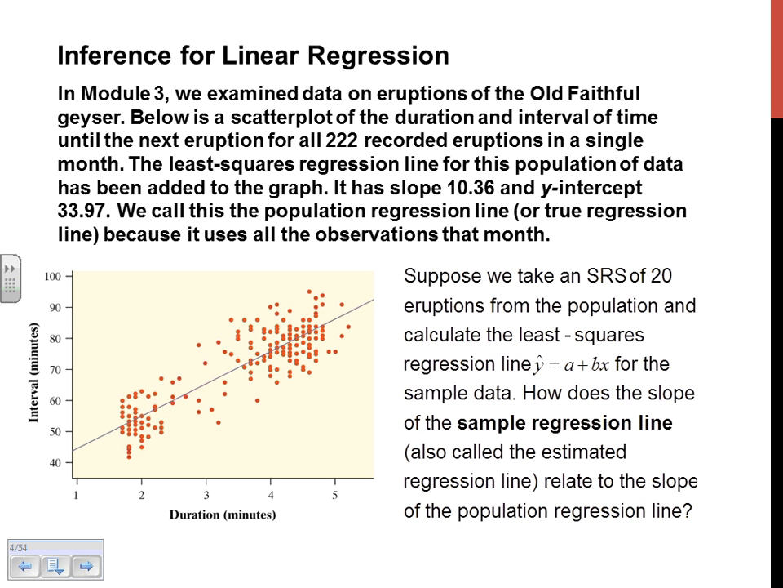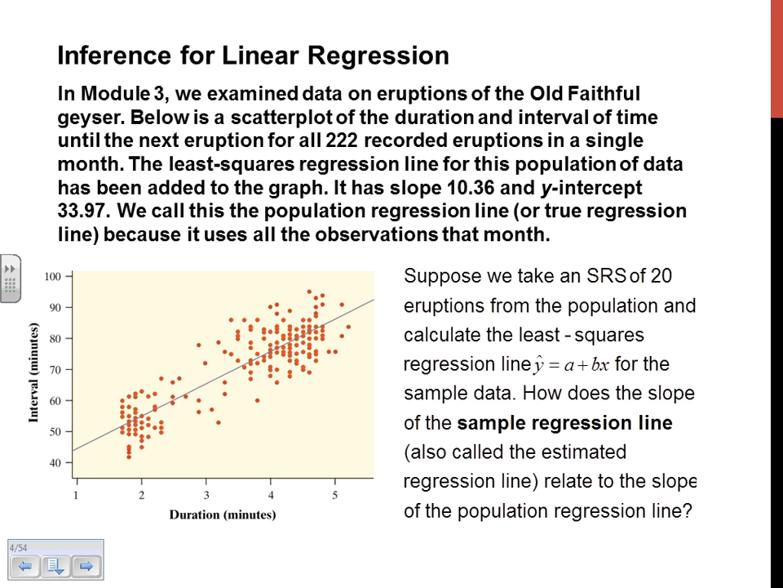All right, so back in Module 3, we examined data on the eruptions of the Old Faithful geyser. Below is the scatter plot of the duration and interval of the time until the next eruption for all 222 recorded eruptions in a single month. The least squares regression line for this population of data has been added to the graph. It has a slope of 10.36 and a y-intercept of 33.97. We call this the population regression line or true regression line because it uses all of the observations that month.